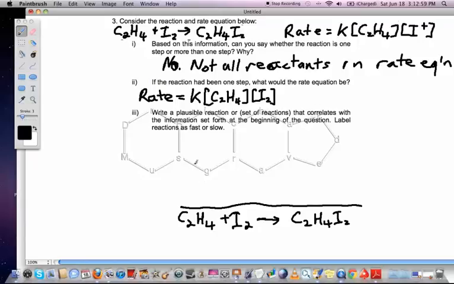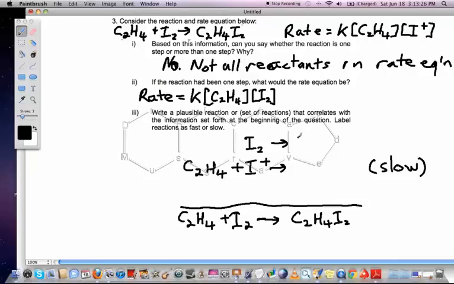So what I'm going to do is my slow step now. It would not be the first step. It would be C2H4 plus I+, and that's my slow step right there. Alright, so the question would be, where does the I+ come from? Well, the only place it could really come from is from the I2. It certainly couldn't come from the C2H4. So I'll get the I2 and I'll form the I+ from there.